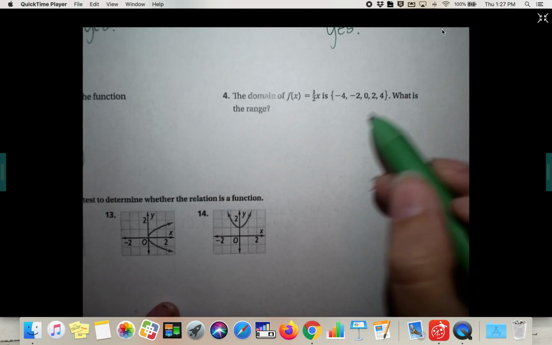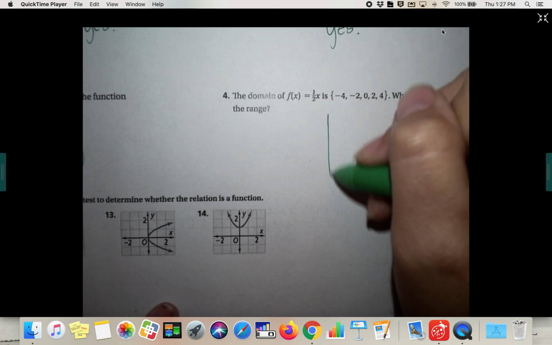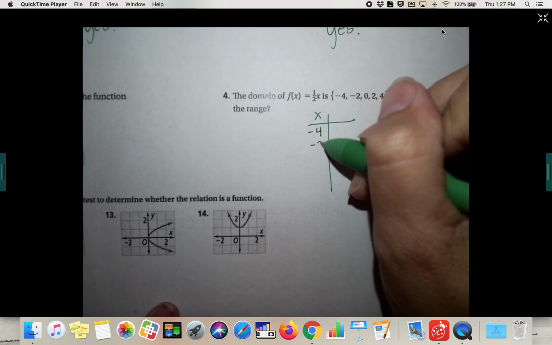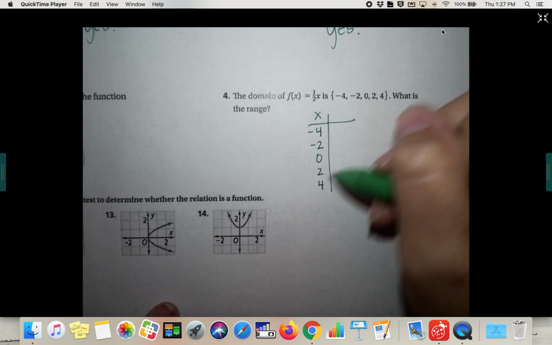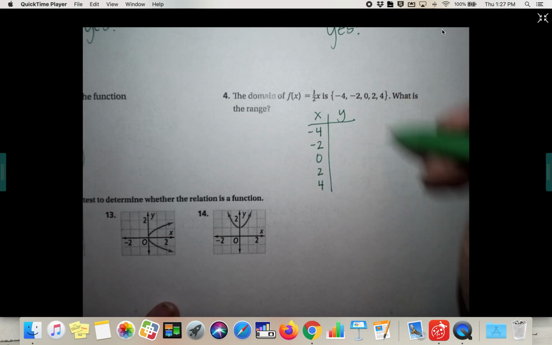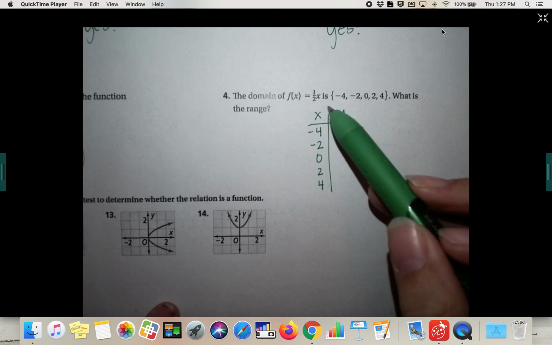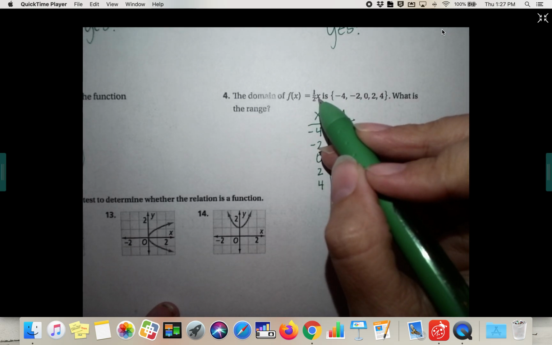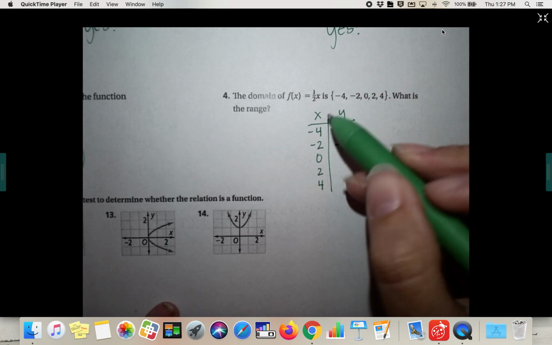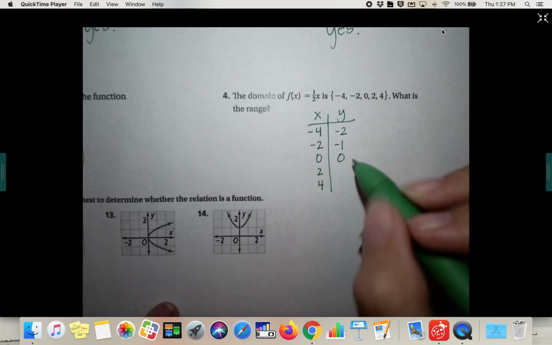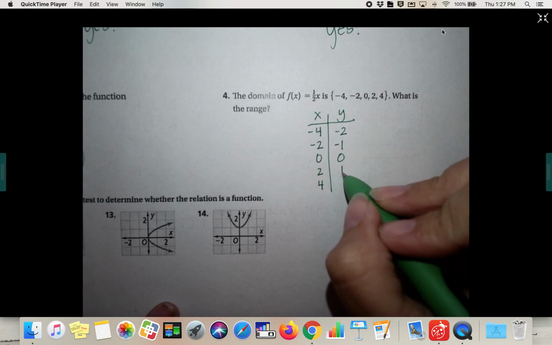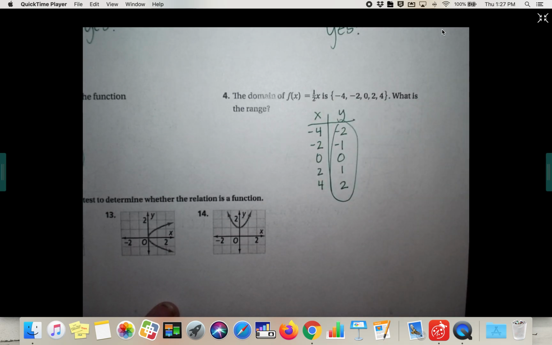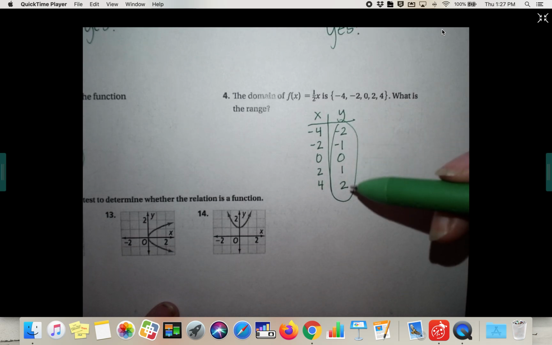It says this is the domain, what is the range? So here we go again. This is the domain, -4, -2, 0, 2, and 4. Therefore, what is the range? So -4 times half is -2. -2 times half is -1. 0 times half is 0. 2 times half is 1. 4 times half is 2. So our range is -2, -1, 0, 1, and 2.